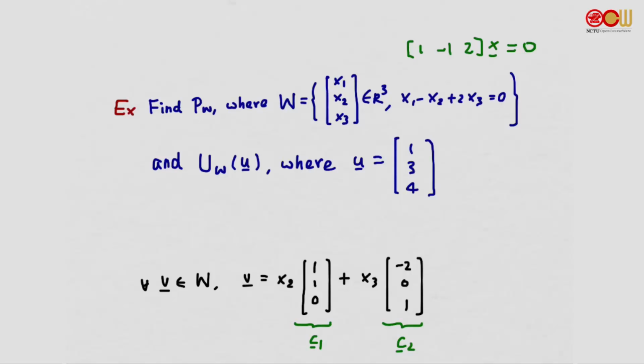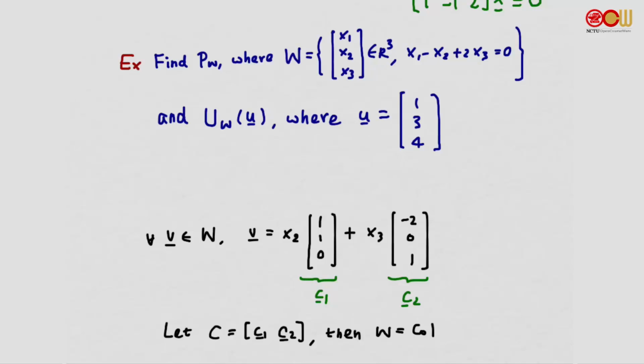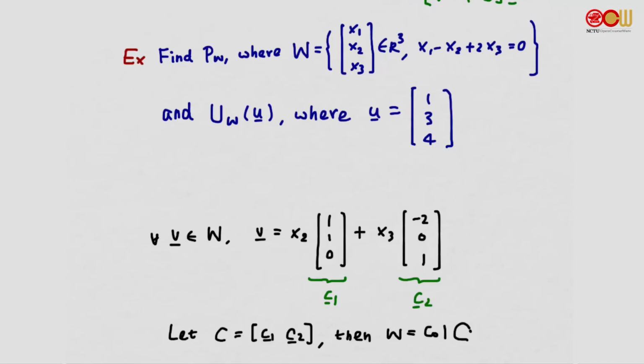So now we can write down the general solution for the vectors in the null space. v is equal to x2 (1, 1, 0) plus x3 (-2, 0, 1). Let's call these c1 and c2 vectors. Then we have a basis. Let C be the matrix [c1, c2]. Then W is the column space of this C matrix. The two column vectors of C form a basis for W.